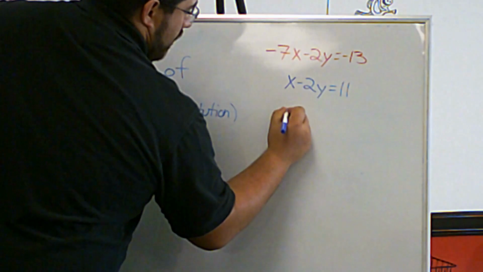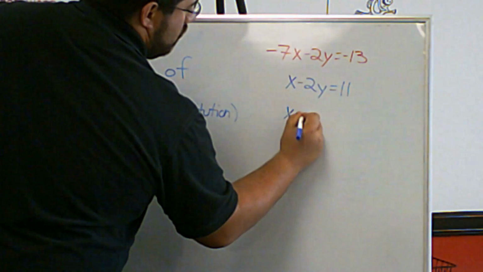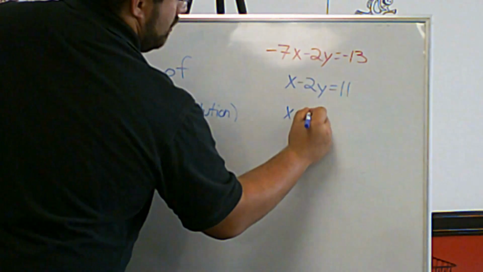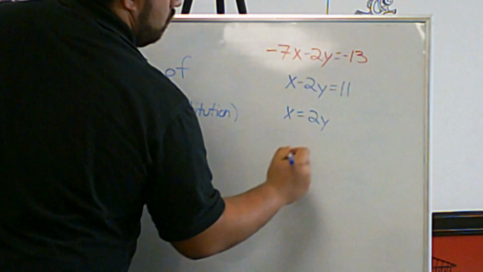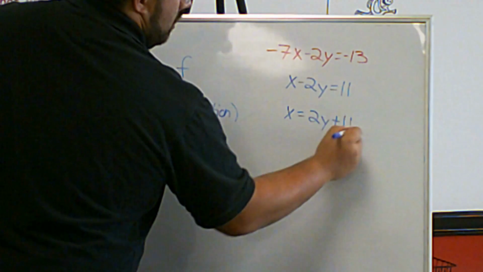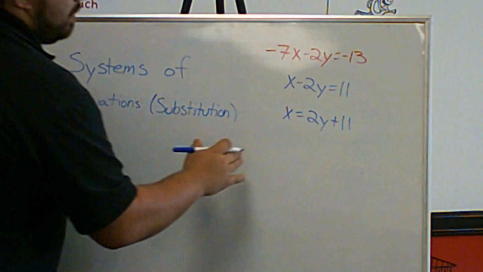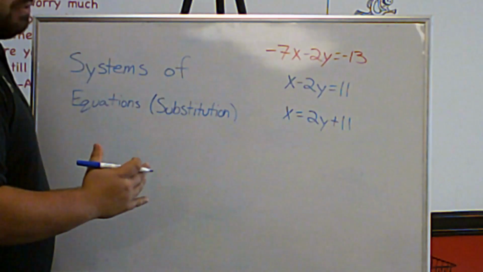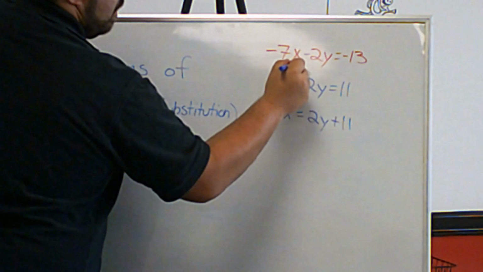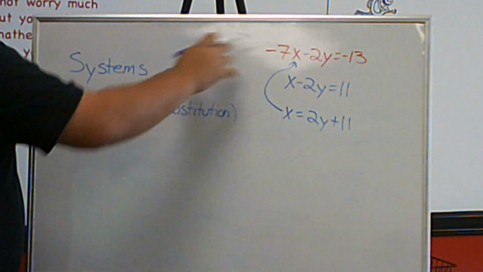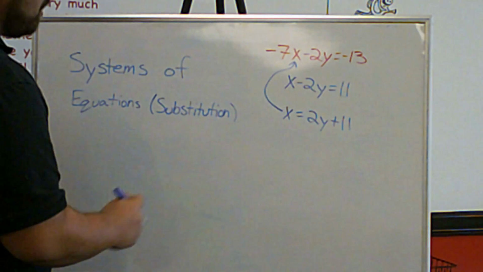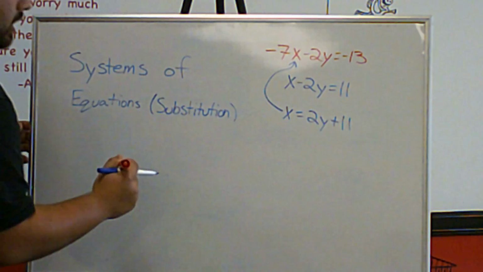So as I said, we're going to keep x over here and move the 2y to the other side of the equation, so it'll be x equals positive 2y plus 11. And from there, now that I have an x value, I can go ahead and plug the x into the other equation. So my new equation will look like this.